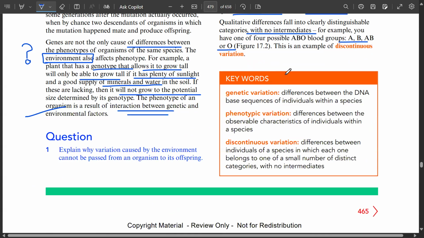So genetic variation is the differences between the DNA-based sequences of individuals within a species. Phenotypic variation is the differences between the observable characteristics of individuals within a species.